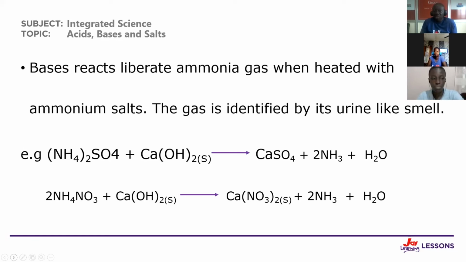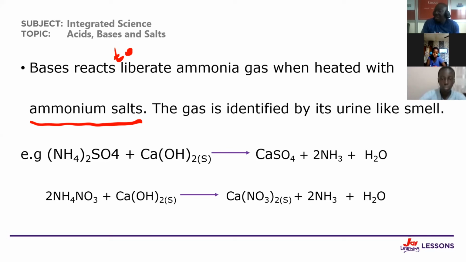So we move on to the next property about bases. We can say that bases react with ammonium salt. So the person who asked the earlier question is being addressed here now. Bases react with ammonium salt to produce ammonia gas. They react to liberate ammonia gas when heated with an ammonium salt. So when they are heated with the ammonium salt, then ammonia is produced.